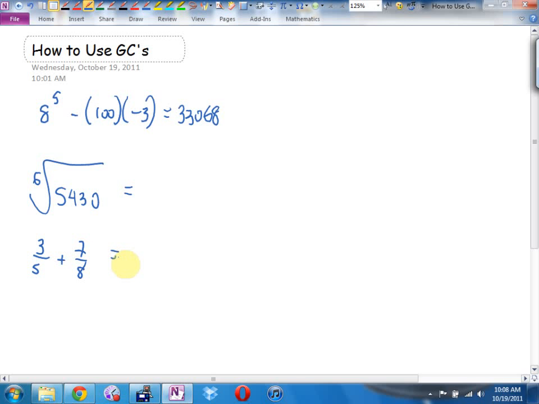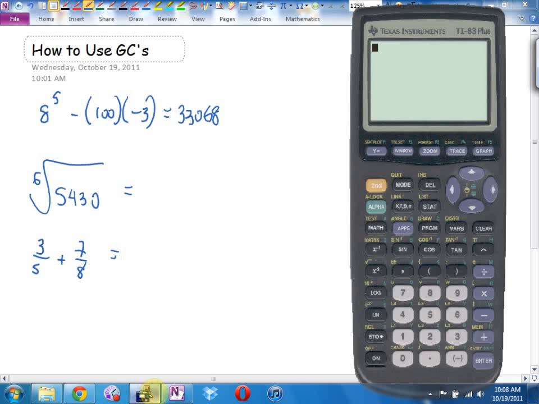Three over five plus seven over eight. How do I do fractions here? I literally go, don't worry about a common denominator, don't waste your time, that's math eight. I kind of like to assume that you know how to do it, but I'm also recognizing that I'm pressed for time.